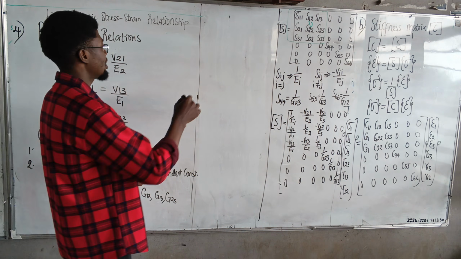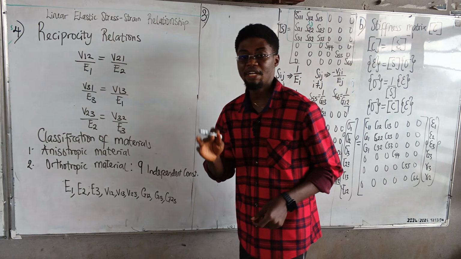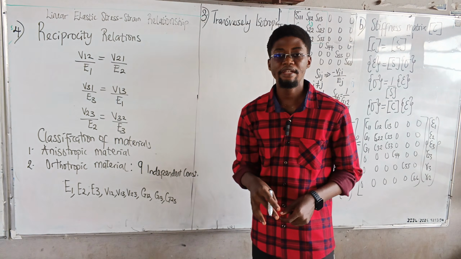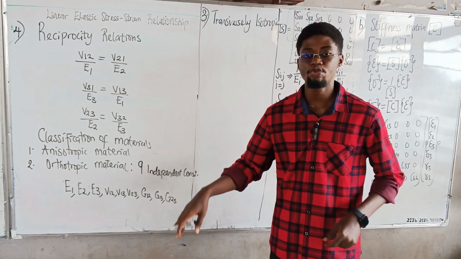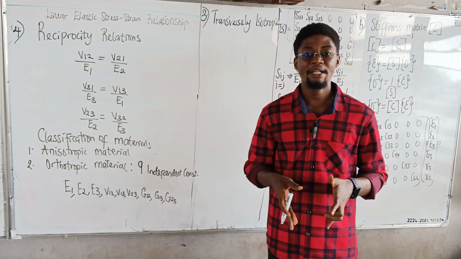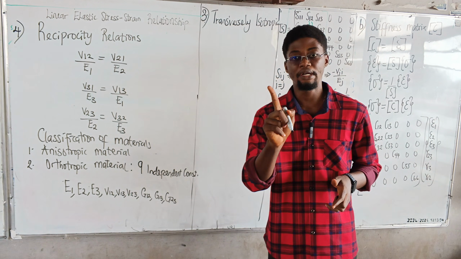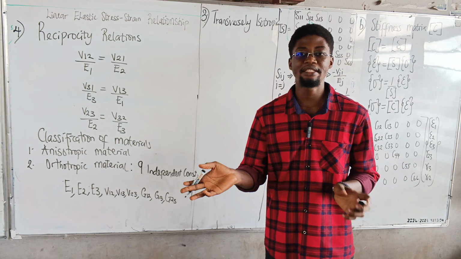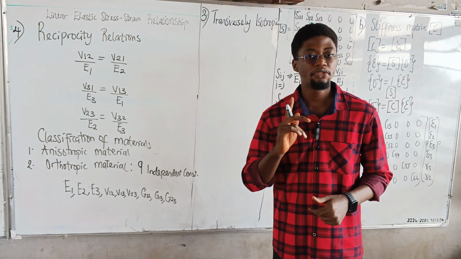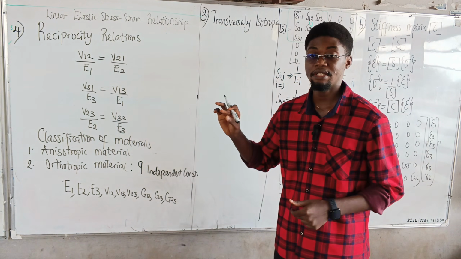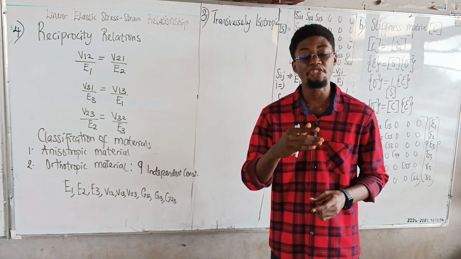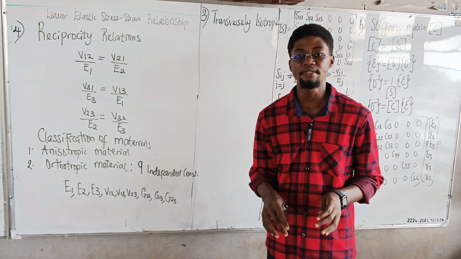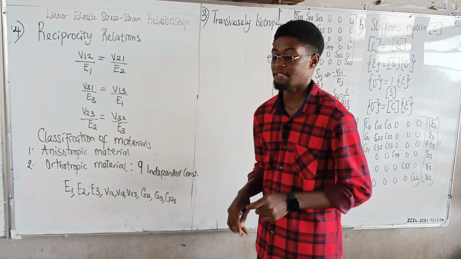So let's go to the third class. The third class is called transversely isotropic. So transversely isotropic is a special case of isotropy. What it means is that the fiber direction, what's the fiber direction? Direction 1. The fiber direction is unique, but the 2 and 3 directions are identical. They have identical properties. So in transversely isotropic, we are saying that direction 1 is unique, but directions 2 and 3 have identical properties.